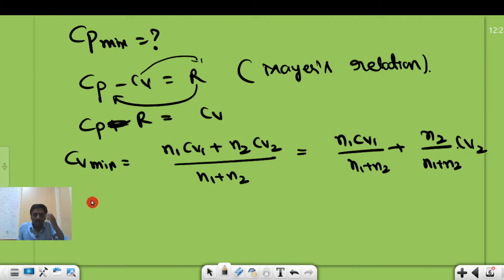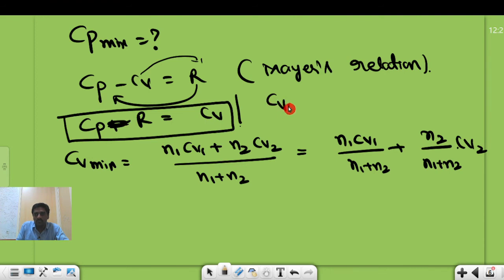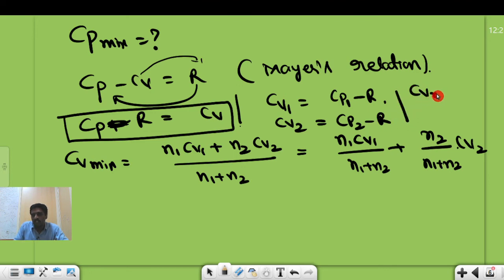Now I am substituting CV mix in terms of CP. With the help of this relation, CV1 is equal to CP1 minus R, ideal gas constant we are repeating. In a similar manner, CV2 is equal to CP2 minus R. Similarly, CV mix is equal to CP mix minus R. This formula we can write.